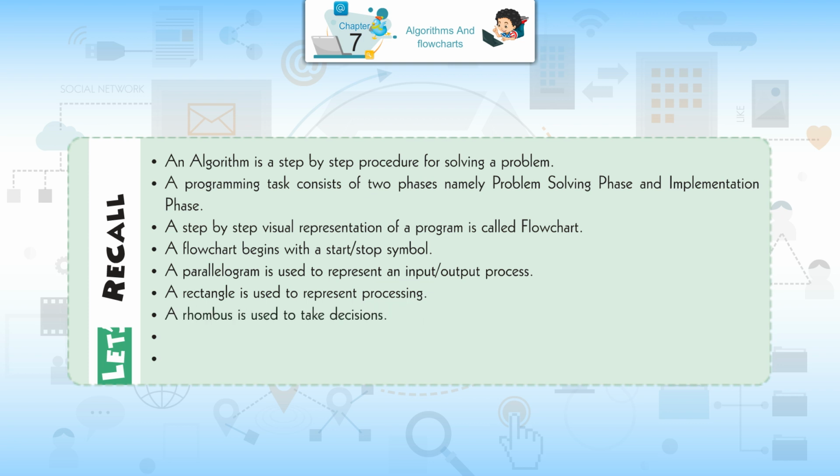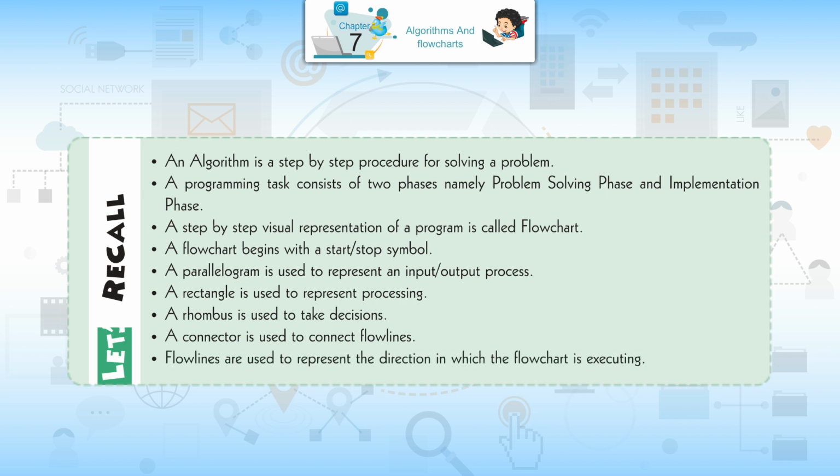A rhombus is used to take decisions. A connector is used to connect flow lines. Flow lines are used to represent the direction in which the flowchart is executed.